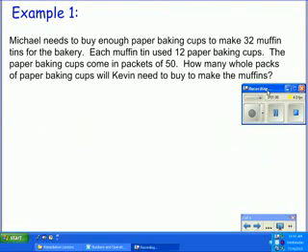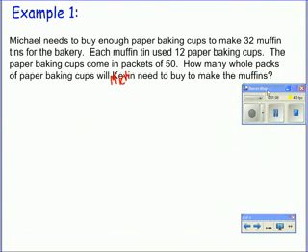How many whole packs of paper baking cups will Michael need to buy to make the muffins? So the first thing that we know here is that he needs to buy enough paper baking cups to make 32 muffin tins. So we first need to calculate the total muffins needed. So I'm just going to write this down real quick. In other words, the total amount of muffins that he needs for the bakery.